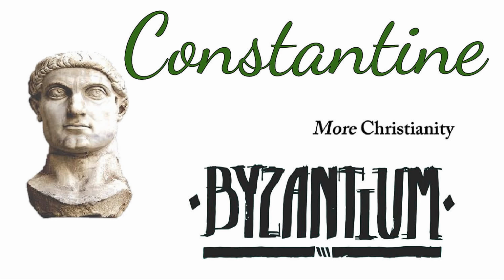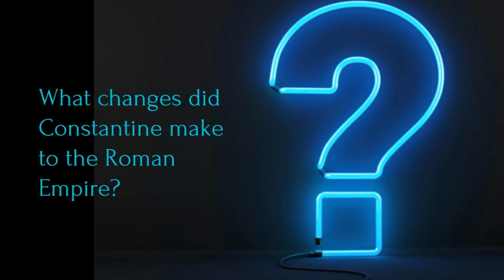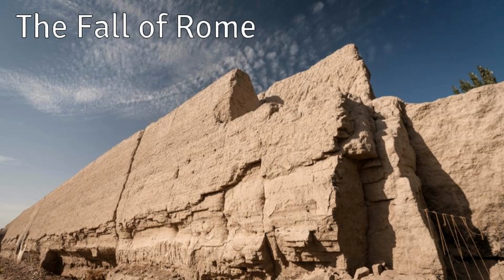Again, you should be able to answer this question in your head. What changes did Constantine make to the Roman Empire? All right. The third and final section is known as the fall of the Roman Empire. You can find this on pages 55 and 56, and the question we want you to think about as you're listening is, how did Rome fall?